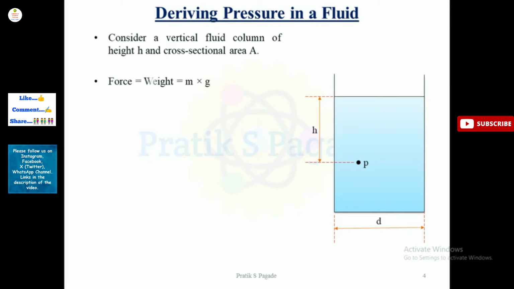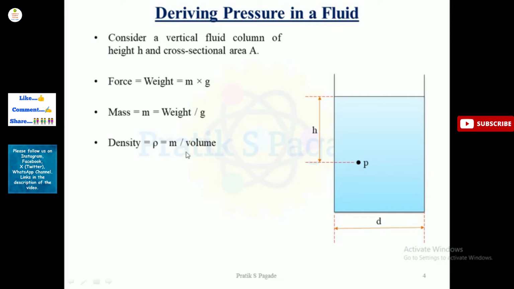Further, force is equal to weight, which is equal to mass into acceleration due to gravity, that is m into g. So mass m is equal to weight upon g. From this we derived m is equal to weight upon g.